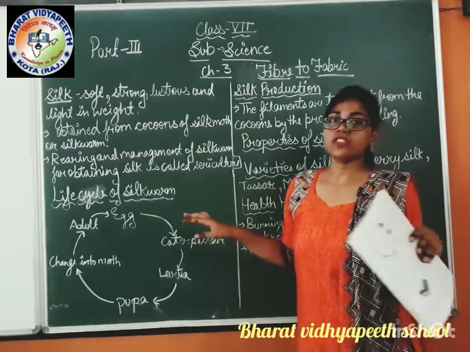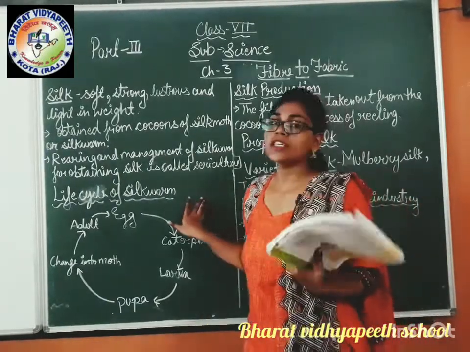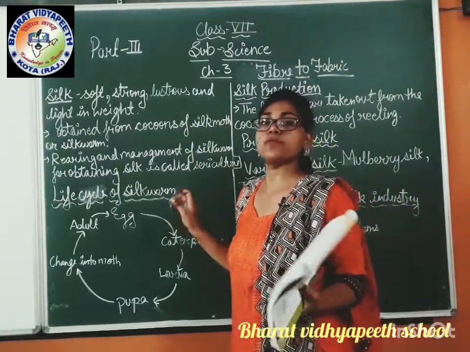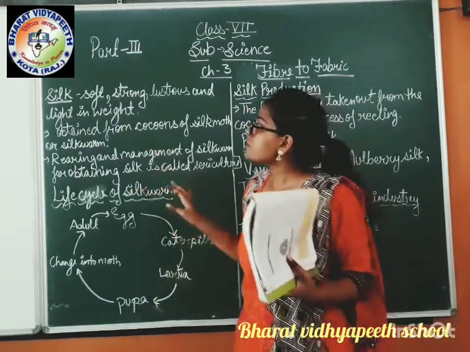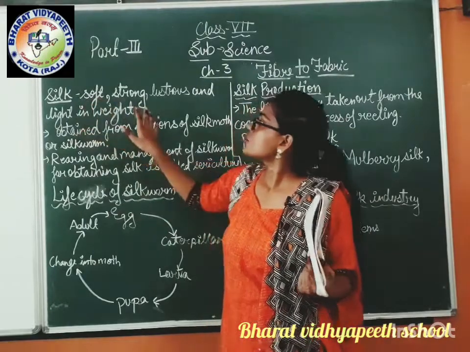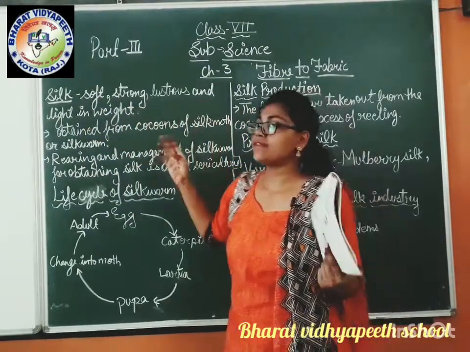We are going to study about silk. In this picture, as we all know, silk is an animal fiber. It is obtained from the silkworm, which is also known as silk moth. What are the features of silk? Silk is soft, strong, lustrous and light in weight.